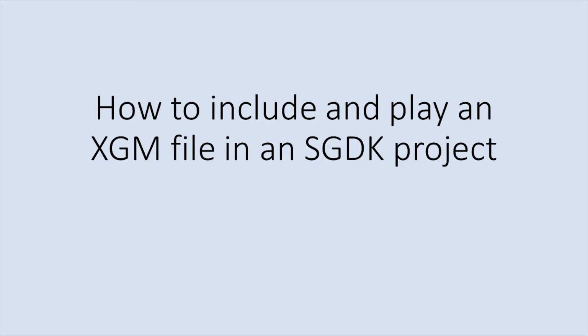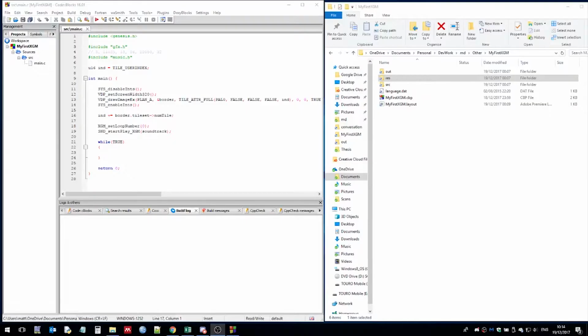So now you know how to create an XGM file, I'm going to show you how to include and play one in an SGDK project. On the left hand side of the screen we have our project already set up in Code::Blocks, and on the right we have the project folder structure, and we're going to look in the res folder.